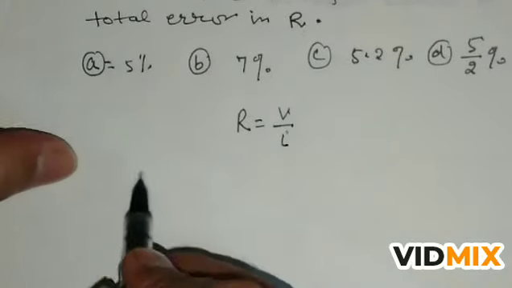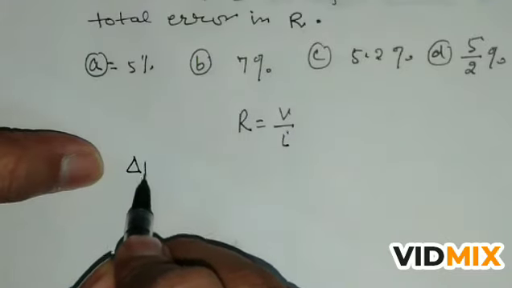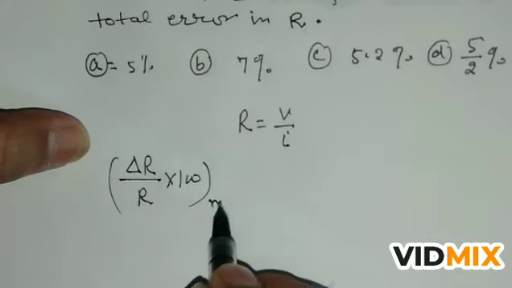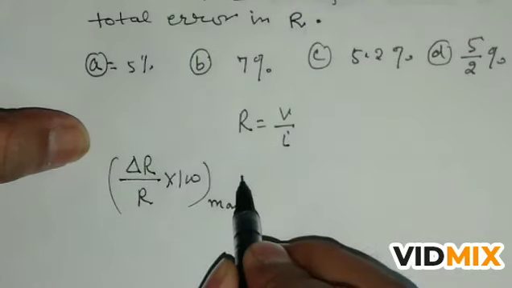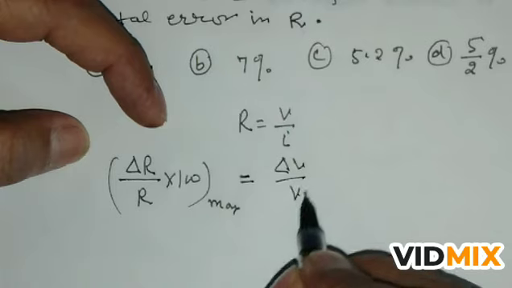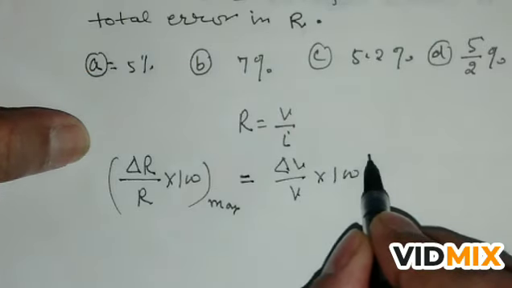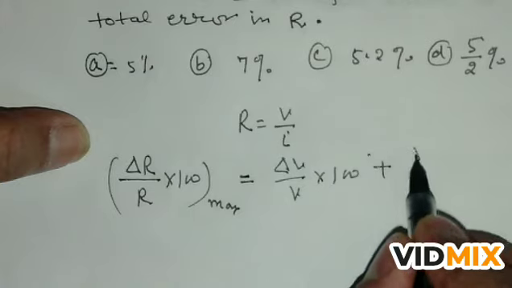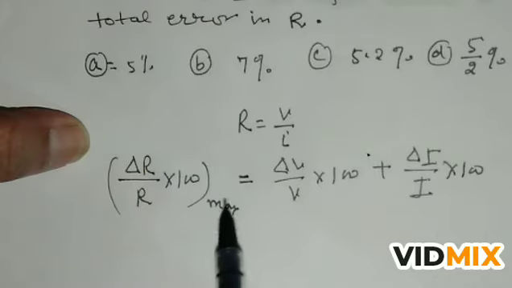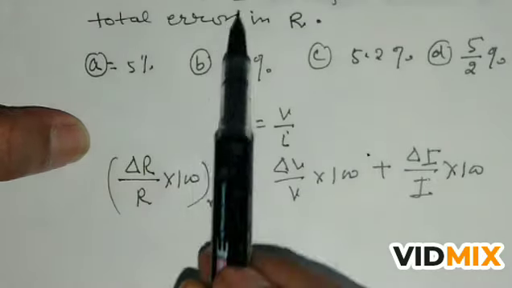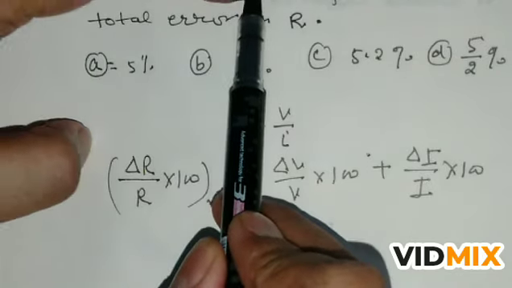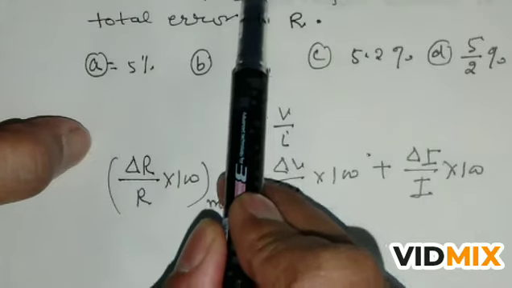Now the percentage error, delta R upon R into 100, this is maximum, and it is equal to delta V upon V into 100 plus delta I upon I into 100. Now what is delta V? If you see this relation, V is equal to 100 plus minus 5 volt. So this is V and this is the difference, means this is V and this is delta V.